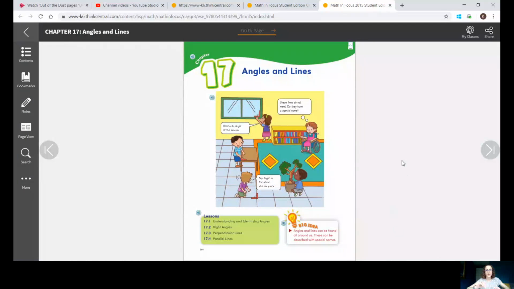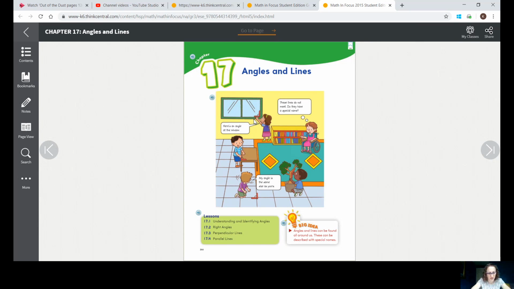You took the test, so we're going on to chapter 17. It's angles and lines. You're going to need your student reference guide. Page 266 is where it starts. Angles and lines. Okay, so let's take a look at this.